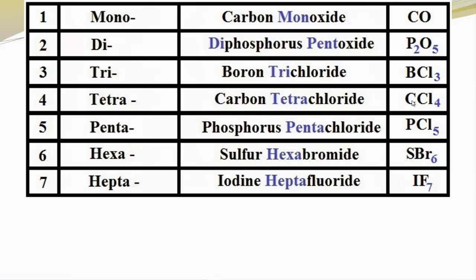Okay, so here's a list of examples. You've got carbon monoxide, diphosphorus pentoxide, boron trichloride, carbon tetrachloride, and notice the number parts are highlighted in blue. Carbon tetrachloride, 1 carbon, so you don't need the mono, because it's the first one. Tetrachloride for the 4. Phosphorus pentachloride, 5 for the penta. Sulfur hexabromide, and iodine heptafluoride for the 7 for the fluorides there.